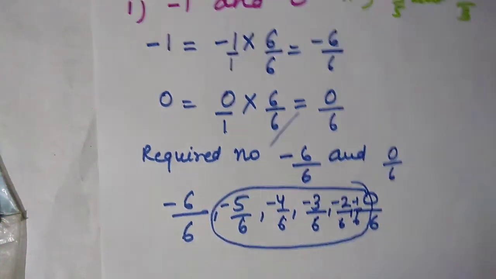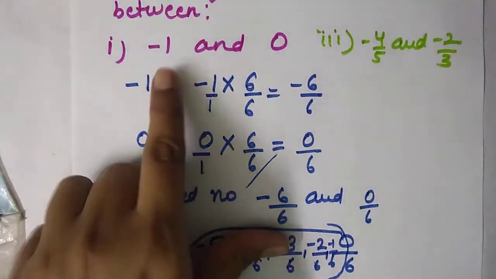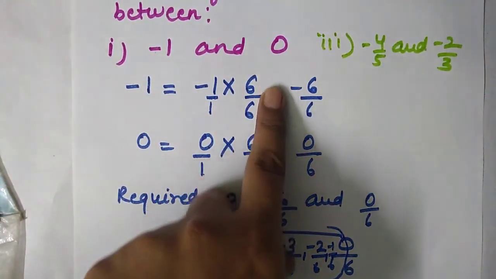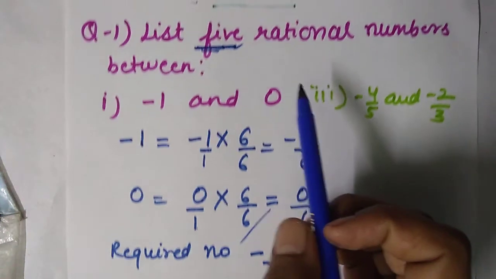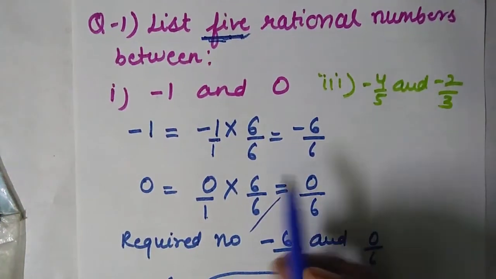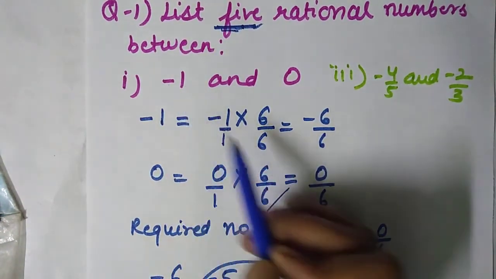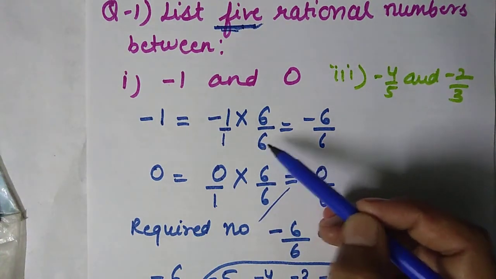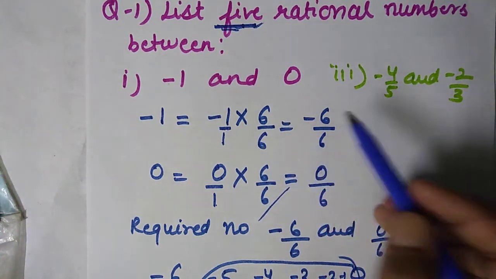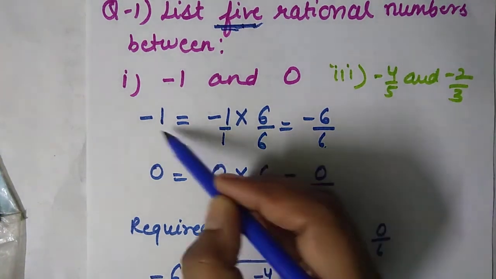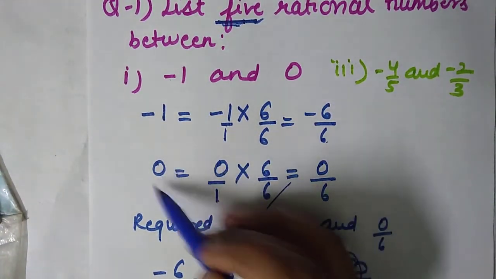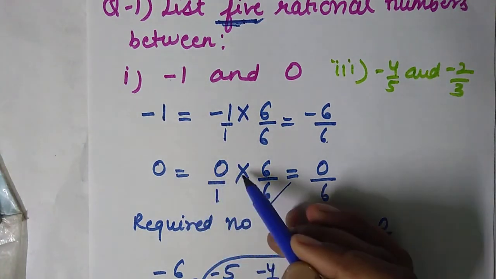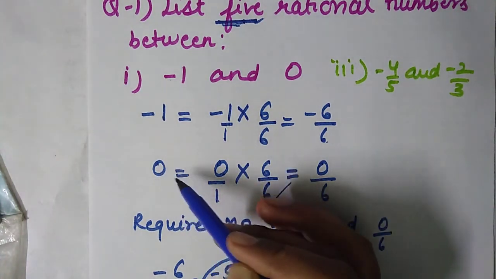Again I am explaining. We are given two integers, minus 1 and 0. As we have to find 5 rational numbers, we have to take one more than the required count. So we take 6, then multiply the numerator and denominator with 6. Then we get minus 6 by 6 for the first integer. Now come to the second. You have to do the same with the second number. This is 0. Multiply the numerator and denominator of the given number with 6.